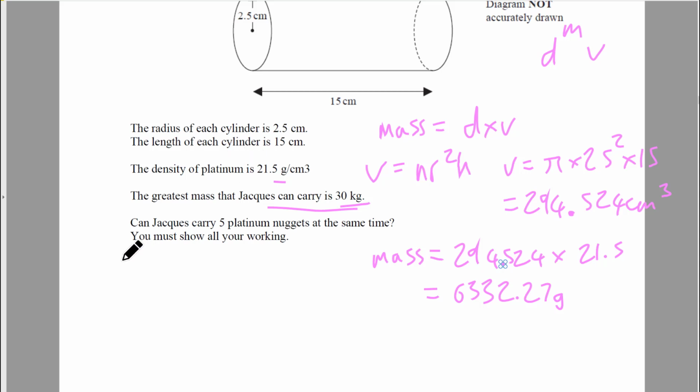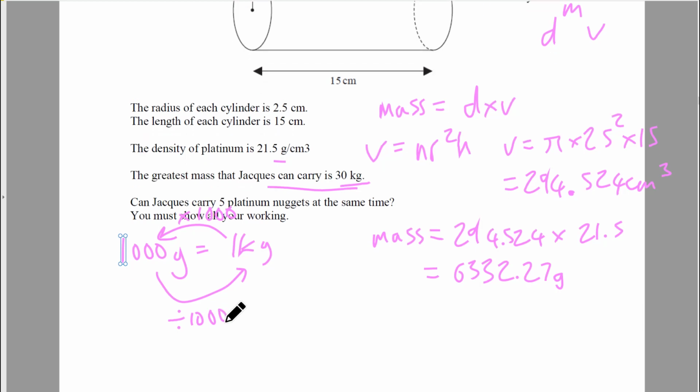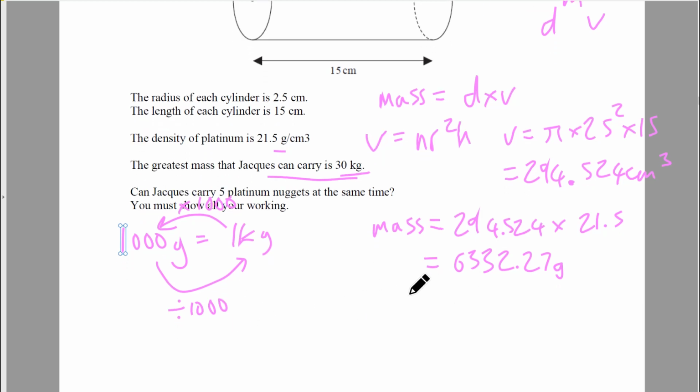Now let's get this straight. 1000 grams equals 1 kilogram. So if you're going from kilograms to grams, you can see you're timesing by 1000. If you're going from here to here, you have to divide by 1000. Students do get mixed up by that. So we're going to divide that by 1000. And you should know that is 6.33227 kilograms.